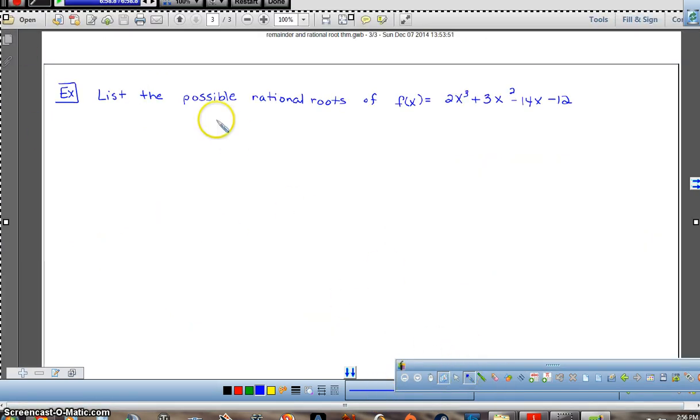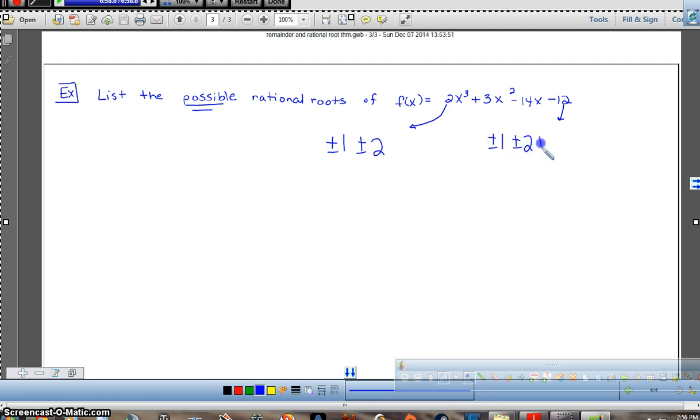Okay, we can also list the possible rational roots. Possible. So we're going to take our leading coefficient, we're going to write down all the factors of 2. So plus or minus 1, plus or minus 2, and then we're going to list all the factors of -12. Plus or minus 1, 2, 3, 4, all the numbers that'll go into 12. 6, and then of course 12. We call these P's and these Q's. And so our list will consist of P over Q.